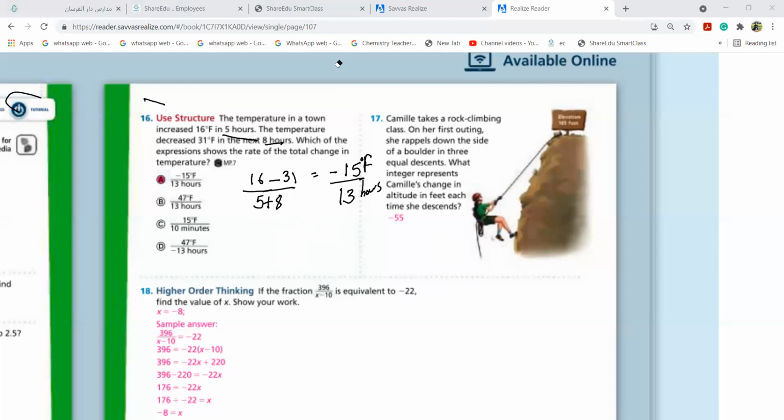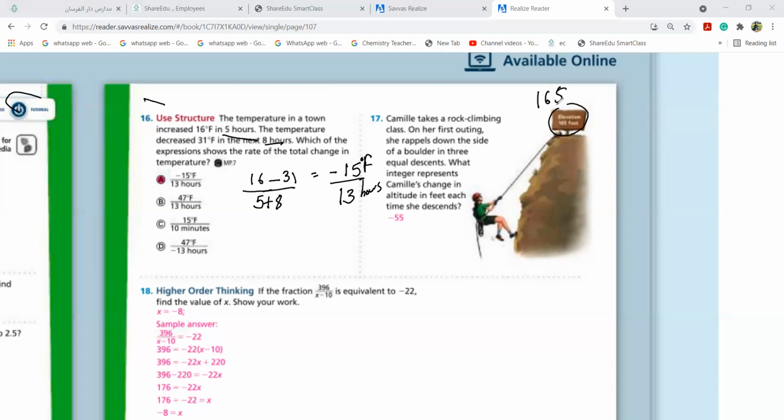Camille takes a rock climbing class. On her first outing, she rappels down the side of a boulder in 3 equal descents. What is the meaning of rappel down? She was trying to climb and then she comes down. Okay, so can you just tell me how many feet this is? Because in mine, it's not clear.